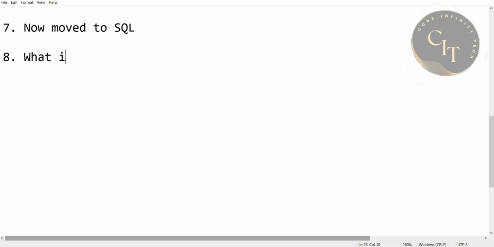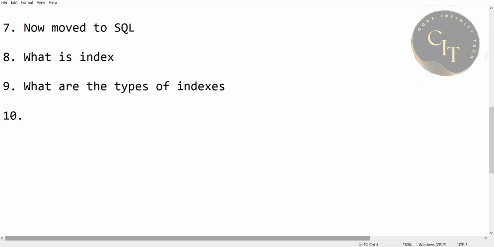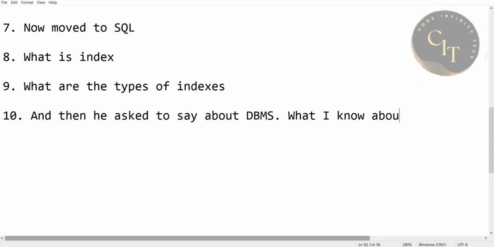So he asked a few questions on SQL. So firstly he asked what is index and what are the types of indexes. So I am from a computer science background, and he asked about all the subjects that I have studied. And then he asked to explain about the DBMS subject, like what you have learned in DBMS, and he again asked some questions on DBMS particularly. So know all the basics of your subjects, what you have studied in your BTech.